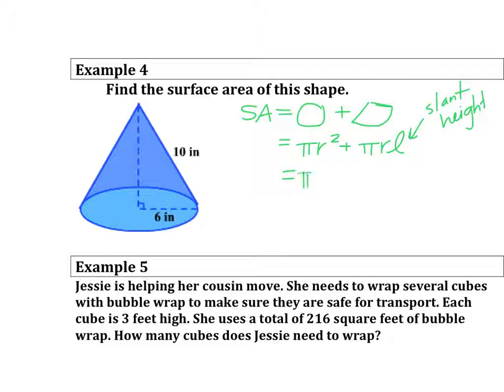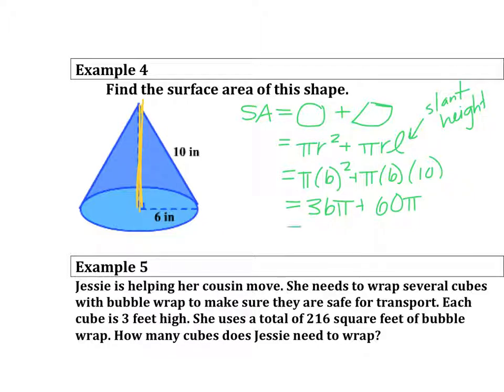The radius is 6, so we substitute that in. We substitute in 6 again because you need the radius on the second part, and the slant height is 10. Now the dotted line here would be the actual height of your cone. That would be used to find your volume. 6 squared is 36. 6 times 10 is 60.